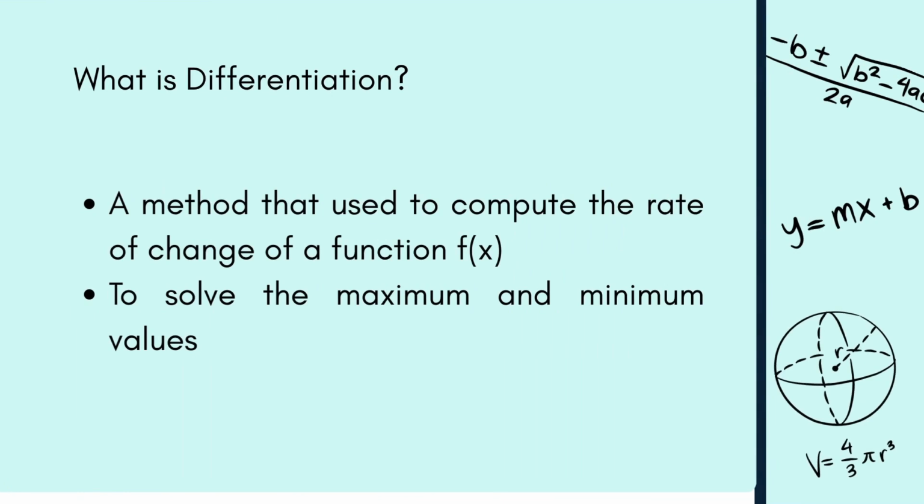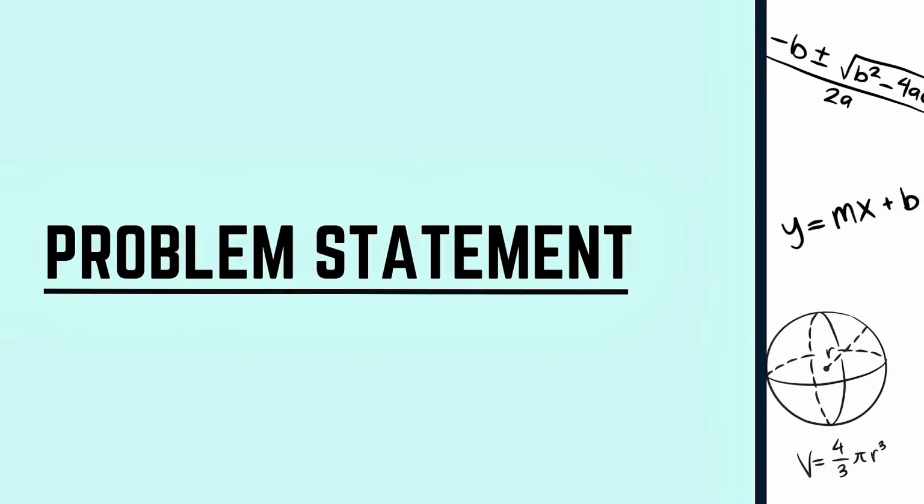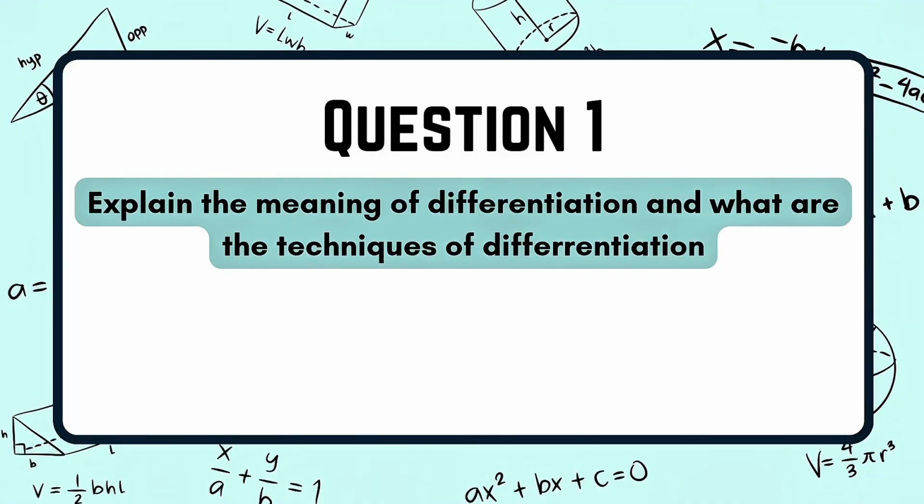What is differentiation? It is a method used to compute the rate of change of a function f(x). It is also used to solve for maximum and minimum values. Question 1 is, explain the meaning of differentiation and what are the techniques of differentiation.